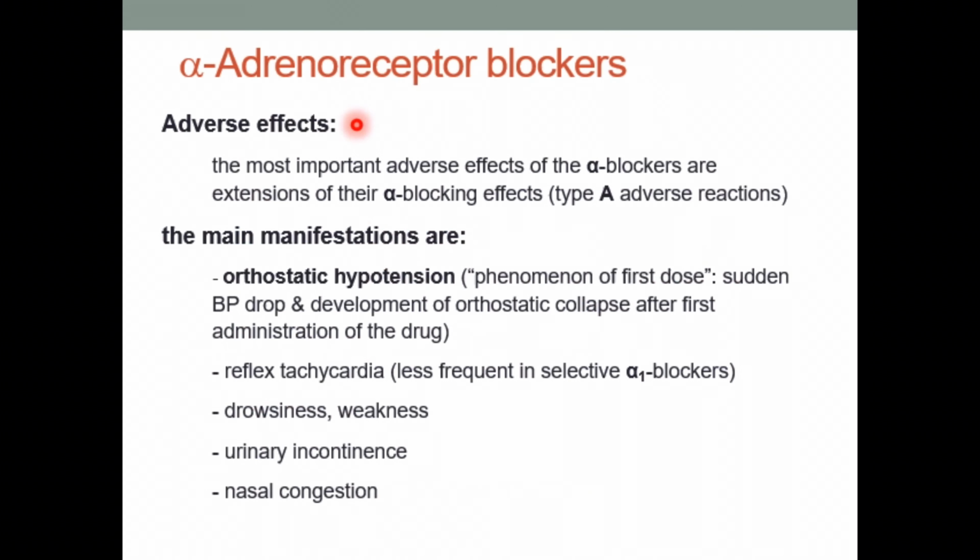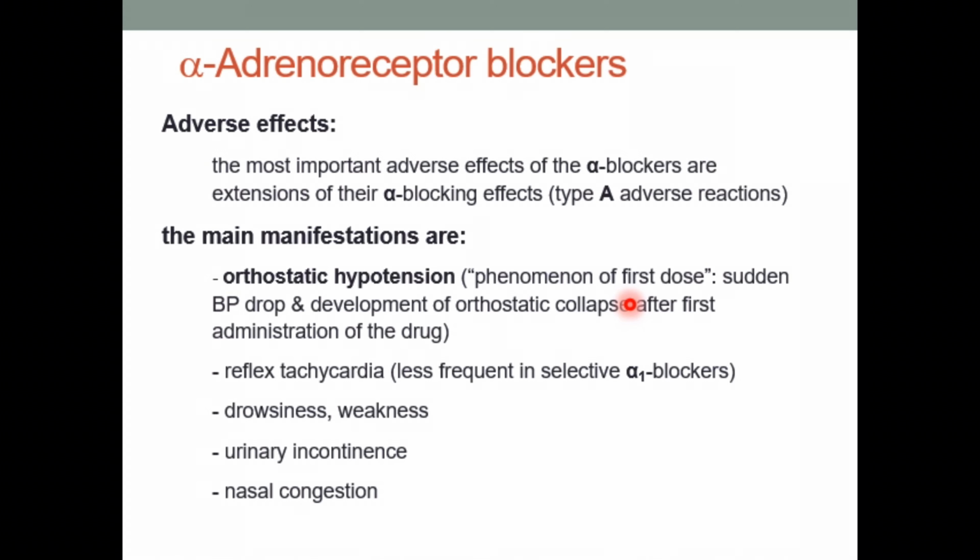The adverse effects of alpha blockers are due to an extension of their alpha blocking effects, which is called type A adverse reaction. The main thing you have to remember is that if you give alpha blockers to a patient, there is orthostatic hypotension. There's a phenomenon called the first dose phenomenon. When you give alpha blockers to a patient, you have to remind them that when sitting up from a lying position, they have to do it slowly, because that can cause orthostatic hypotension, and then they can develop blackouts.